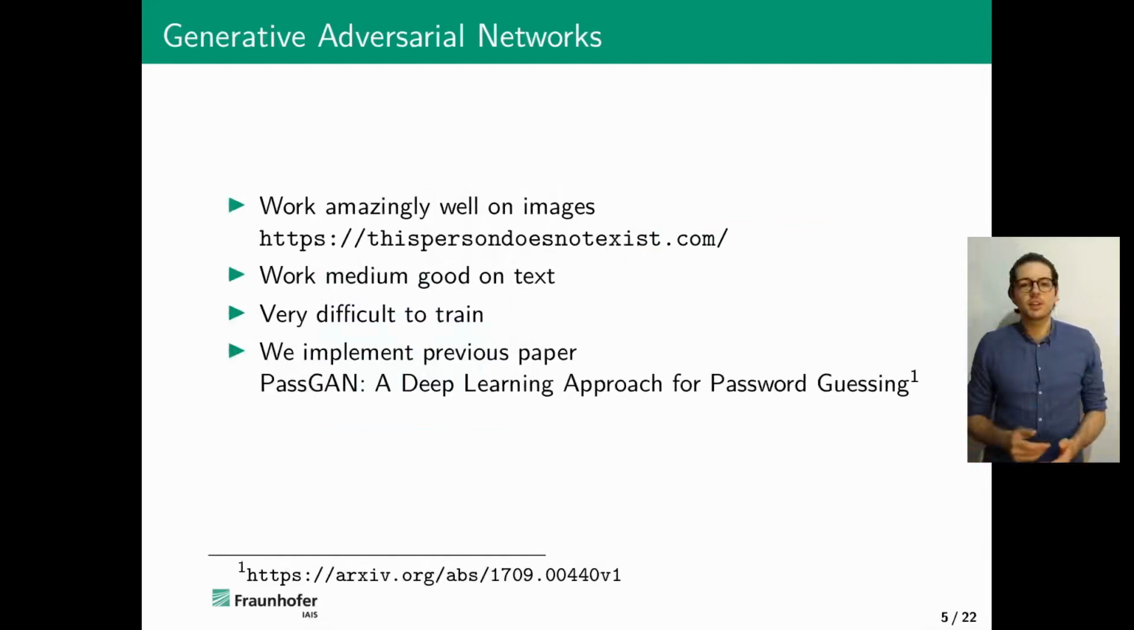So this type of architecture works incredibly well on images. If you have not seen it yet, please check out thispersondoesnotexist.com. It's an amazing demonstration. However, for various technical reasons, it only works medium good on text. And this balance between the generator and the discriminator is always very hard to train. In our work, we implement the solution that inspired our project called PassGAN, which is a Wasserstein GAN with components built on residual nets.